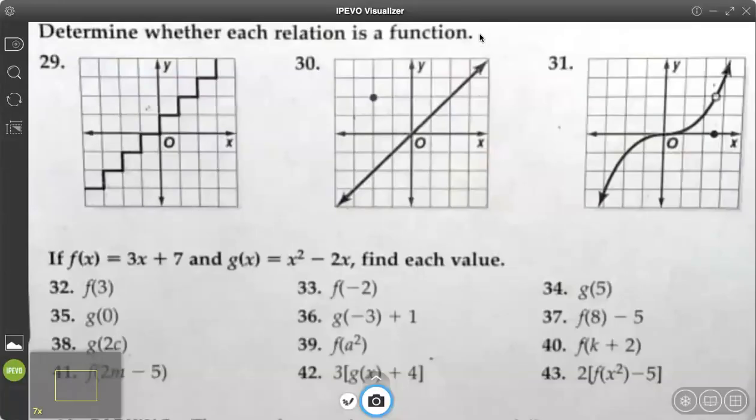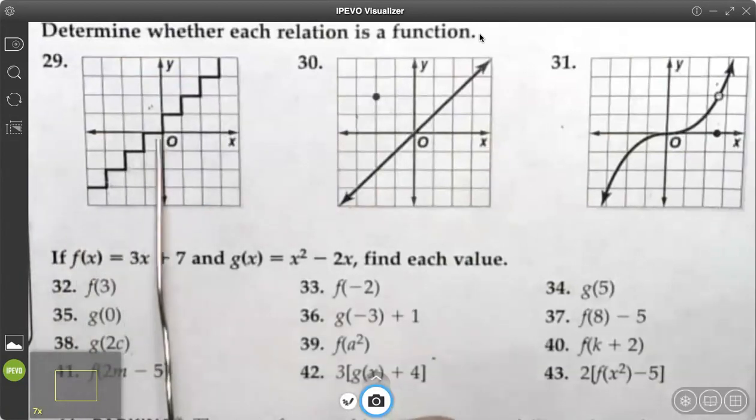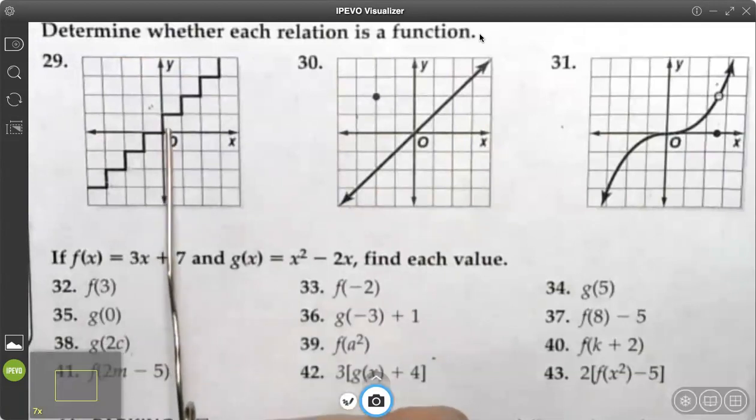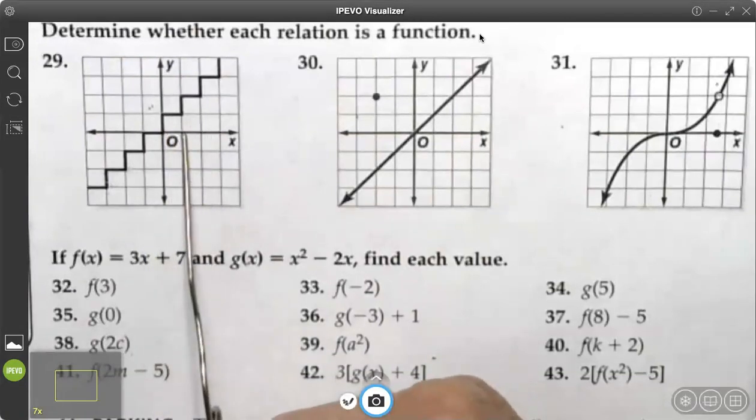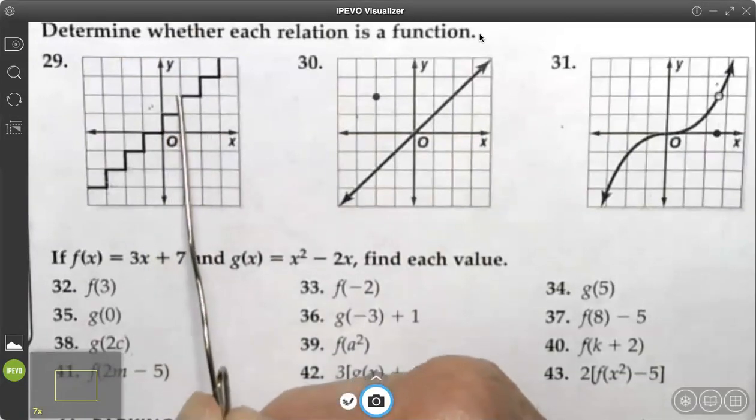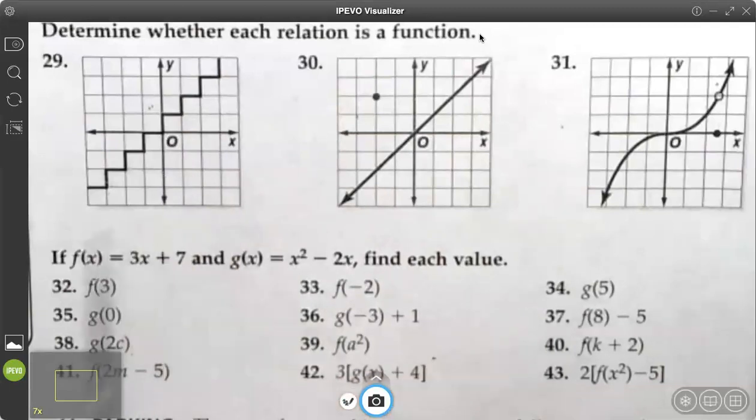Look at 29, 30, and 31 and think about each one and answer yes or no. Is it a function? Yes. Is it not a function? No. Every x value can have only one y value. The answer to number 29 is no, not a function. My x value of 0 has y values of 0 and 1 and everywhere in between. My x value of 1 has y values of 1, 2, and everywhere in between. So this is not a function.